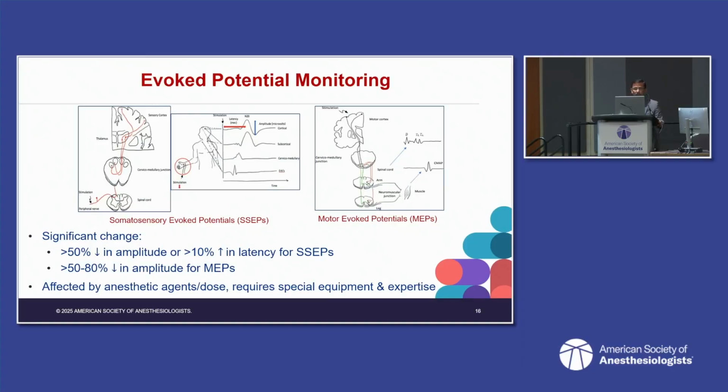But importantly, as we know, evoked potentials are affected by the anesthetic agents and the dose of anesthetic agents. So that is something that we always have to account for. And obviously, it requires special equipment and expertise. There are very few places where anesthesiologists actually do this type of monitoring themselves. Depending on the institution, we participate and collaborate with our neuromonitoring colleagues to interpret these findings. But oftentimes we have to defer to our neuromonitoring colleagues.